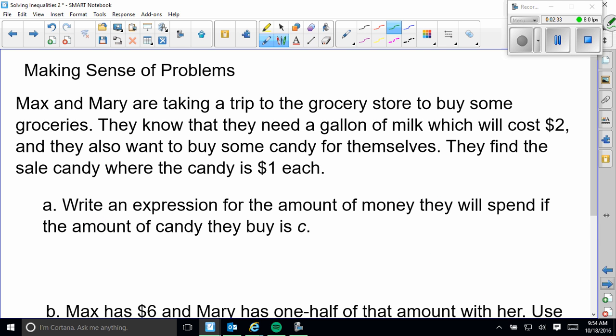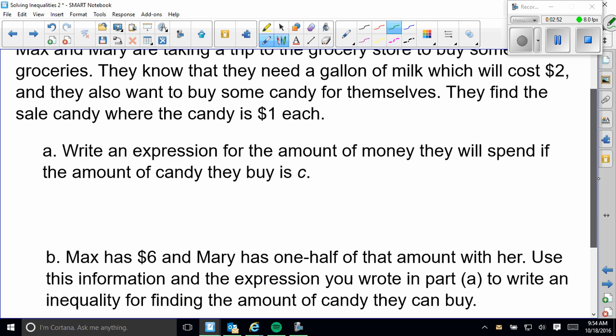Alright, we're going to look at making sense of problems. So we're going to be looking at some word problems in this section. So here, Max and Mary are taking a trip to the grocery store to buy some groceries. They know they need a gallon of milk, which will cost them $2. They also want to buy some candy. And they find the sale candy, where the candy is $1 per piece.